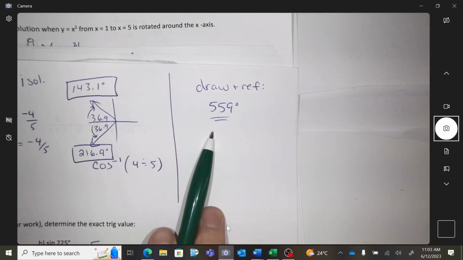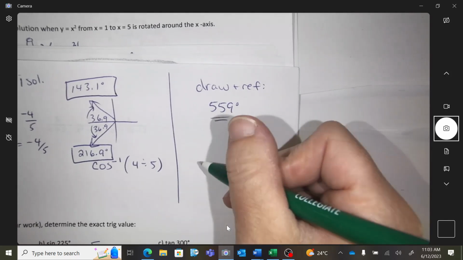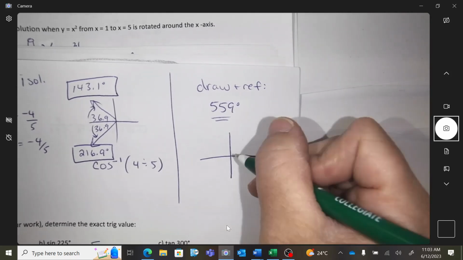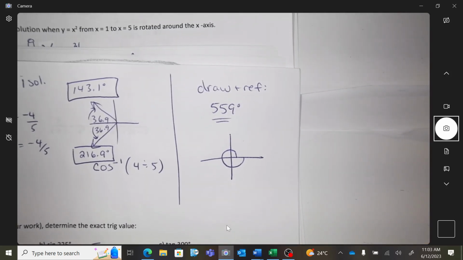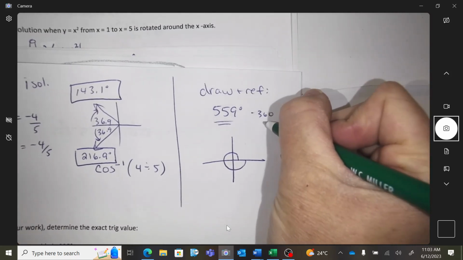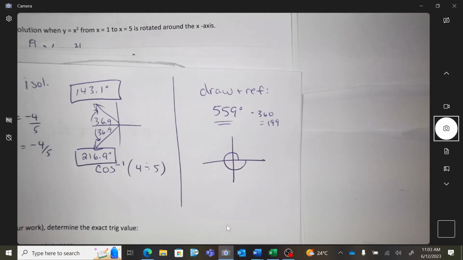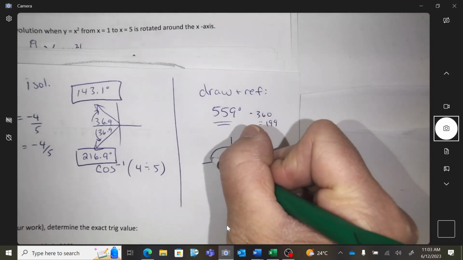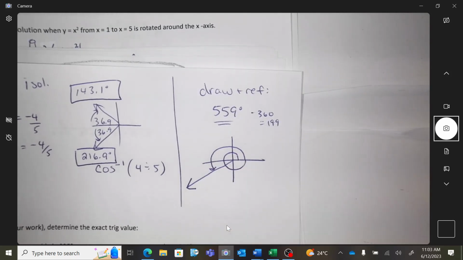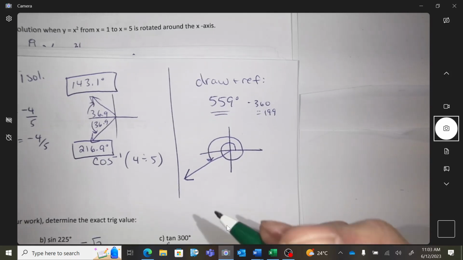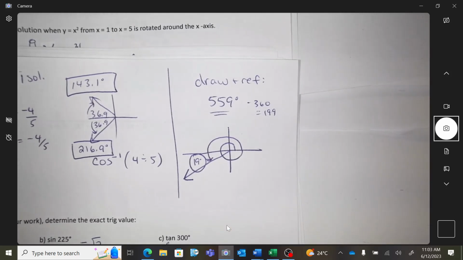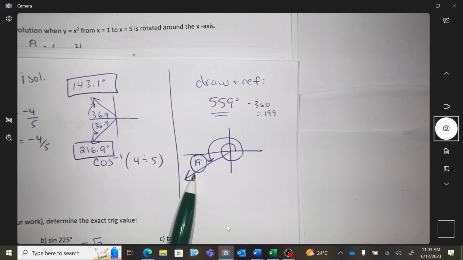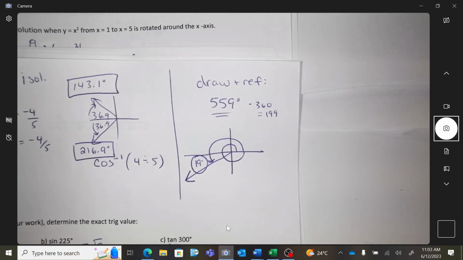Can you draw me 559 degrees? How do you draw that? You go a whole spin, and how much more? 199. So if I minus 360, I have to go 199 more. So then that's another 180. So there. And how do you get the reference? What does a reference mean? It means how much am I past, or how much am I to an x-axis, the closest x-axis? I'm 19 degrees away.